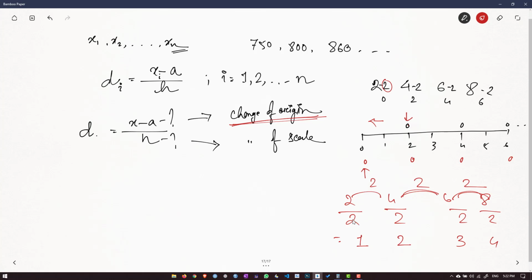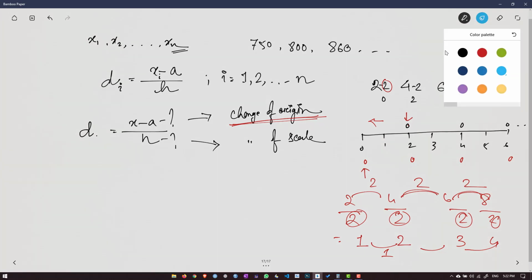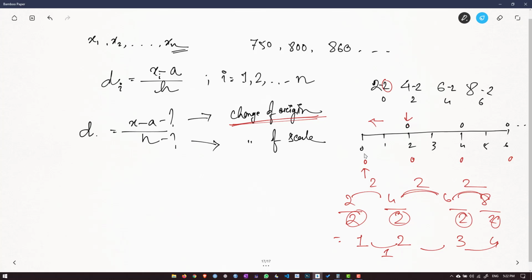Now as soon as we divide all of them by this constant value of 2, the gap between them reduces to 1, right? If you want to plot the values here, the new data set will be 1, 2, 3, 4, right? So basically the original data set was changing at a scale of 2. Now as soon as we divide all of them by 2, it is changing at a scale of 1, right?